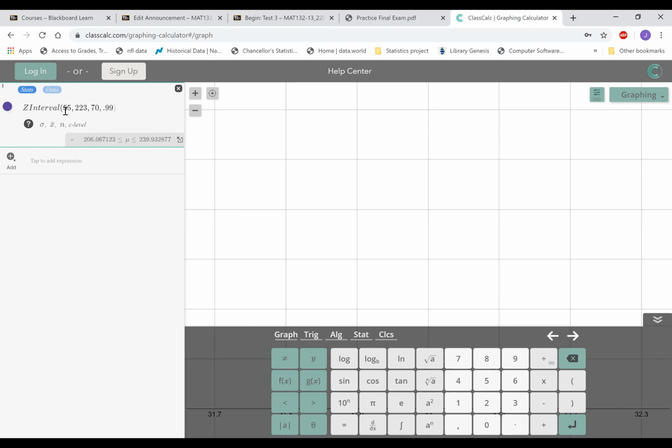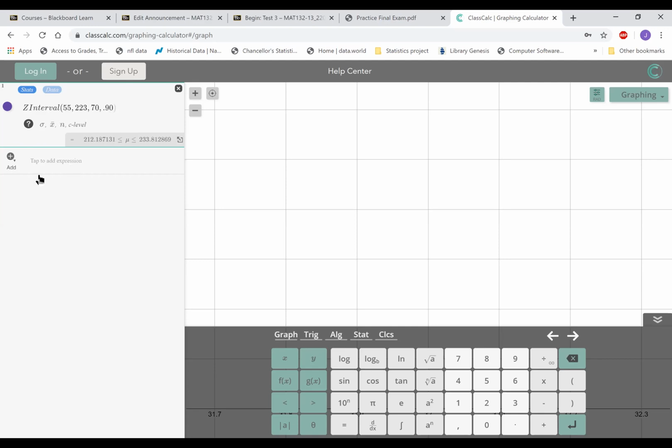So for 99%, you get 206.07 all the way to 239.93. And that's it for the 99%. Then you also want to do that for 90%. For 90%, it'll be 212.19 to 233.81. And we're done with that problem.